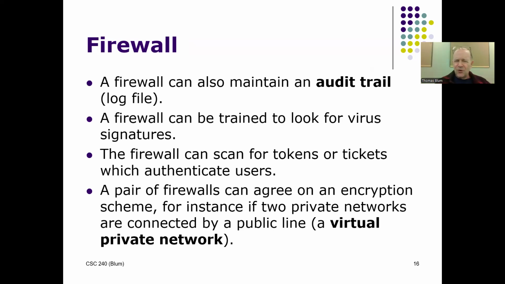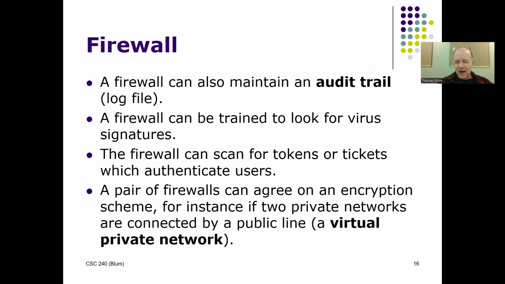Okay. We can also keep track of things. We can audit things. So that's another thing that the firewall can do: keep track of what it's blocked, but also what it's let through. You can train it to understand what a virus looks like, though they're always changing, to give it some ideas of things you shouldn't let in. It can look for these authenticating measures that we talked about.